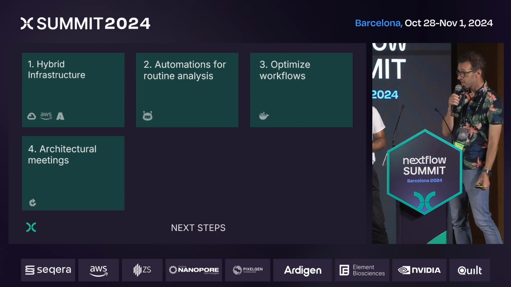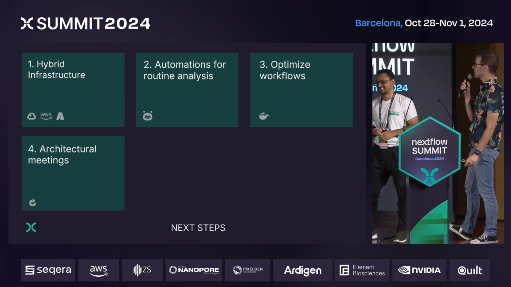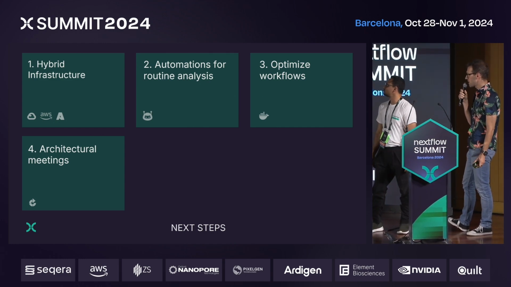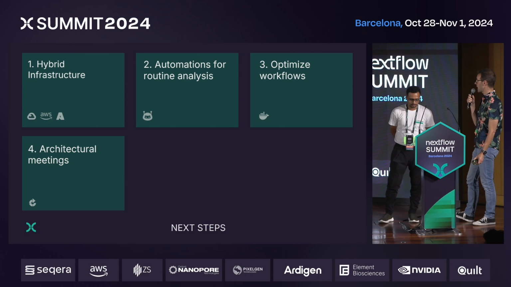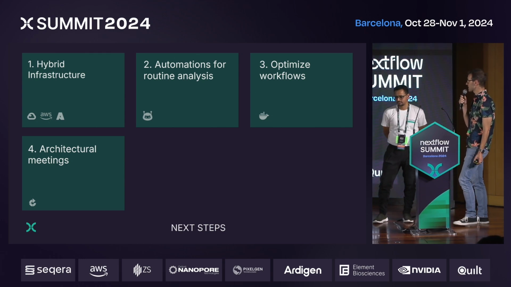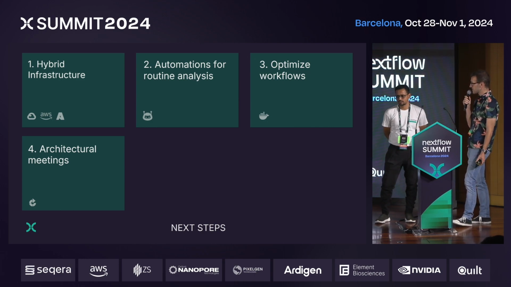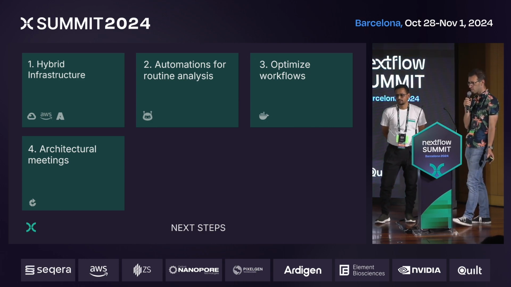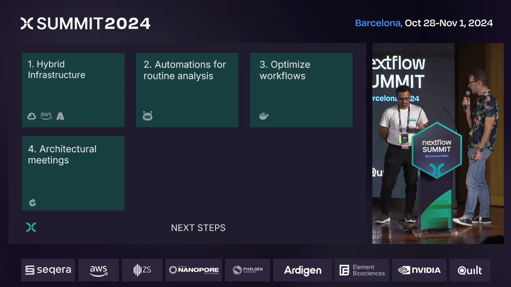We're not done yet, sorry. Just want to go over some next steps very quickly. So the next few features, when you want to go towards a more stable release, are to work a little bit more on hybrid infrastructure, to make it a little bit easier to scale over different clusters by managing it through the same plugin. Automations for routine analysis, by which we mean making the deployment as cheap as possible, preferably almost a push-button deployment. We also want to focus a bit more on optimizing the workflows for our plugin.